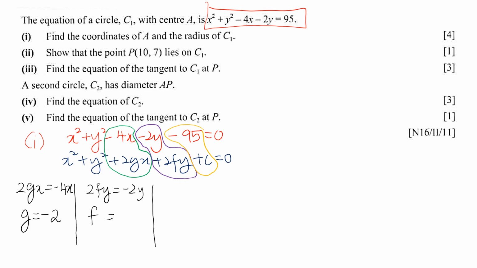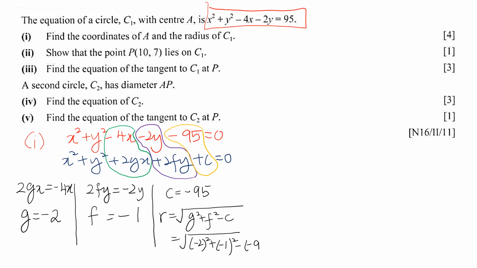I'll get negative 1, and c is equal to negative 95. To find the radius, the formula is the square root of g squared plus f squared minus c, so that will give you the square root of (negative 2) squared plus (negative 1) squared minus (negative 95). You can use your calculator to work this out, and that gives you 10.